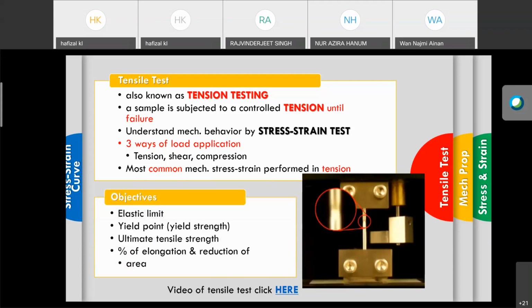The objective is basically to look at the elastic limit, because metal behaves both elastically and plastically. There is a certain limit of elasticity, so we would like to know at what load or certain strain given, and also the yield strength, the yield point. After this we will see the graph produced during the process, and also the ultimate tensile strength, and then the percentage of elongation and reduction of area. This you will see.